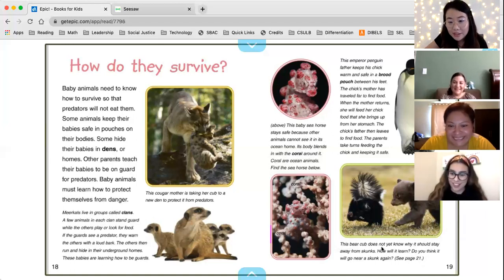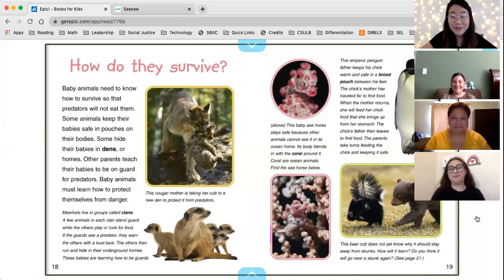This bear cub does not yet know why it should stay away from skunks. How will it learn? Do you think it will go near a skunk again? No. There's a lot of exciting information in this text.